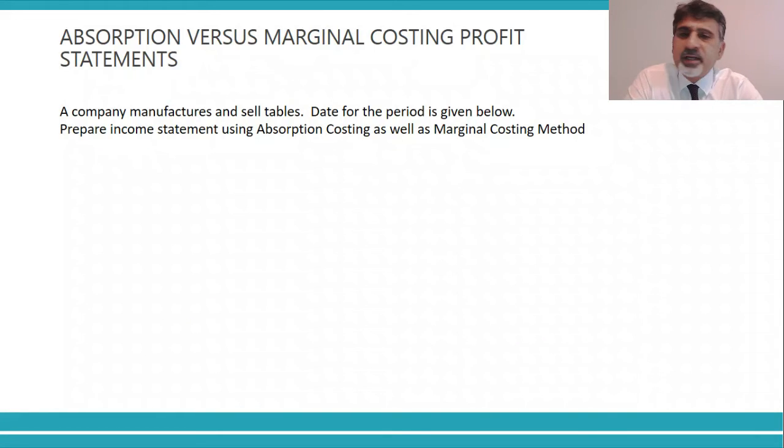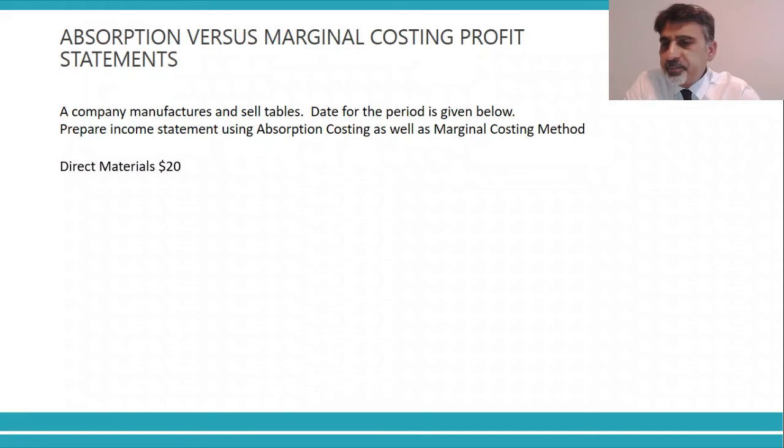Now let's start with an example. If we want to understand it clearly, let me give you a very simple, very basic example. It says that a company manufactures and sells tables. Data for the period is given below. Prepare income statement using absorption costing as well as marginal costing method. So what we are going to do, we just created some hypothetical data, and based on that data we will make our income statement under absorption costing and under marginal costing, and we will see if there is any difference in profit, and we will find out why there is a difference in profit in the two income statements.